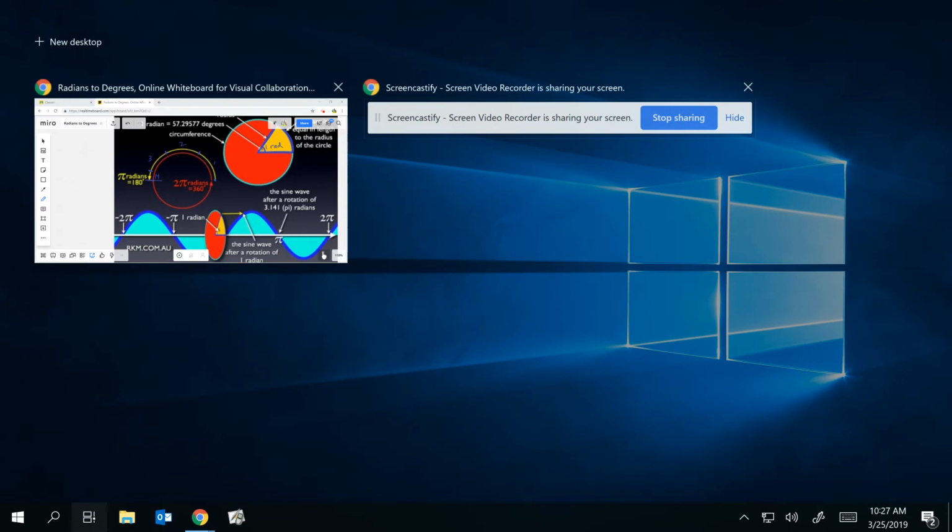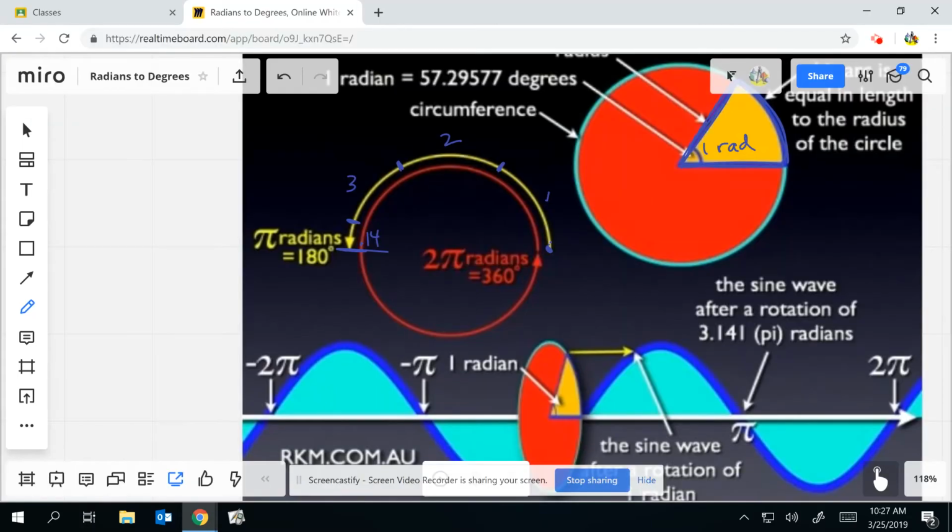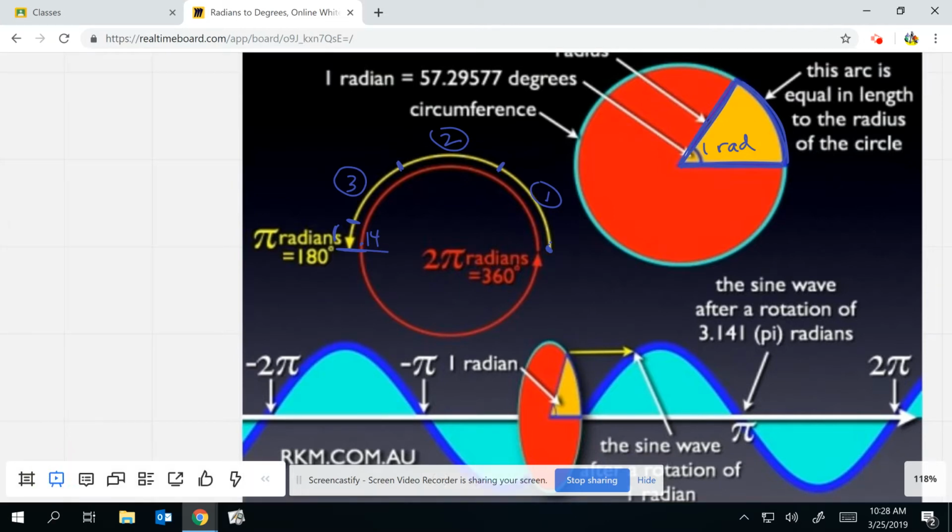3.14. So it's 3 radians right here. 1, 2, 3 radians plus 0.1 more to get you halfway around. So it's pi radians, 3.14 radians, to get you to the halfway point. It's 2 pi radians that get you all the way around, because that's your circumference formula. 2 pi r is your whole circumference.